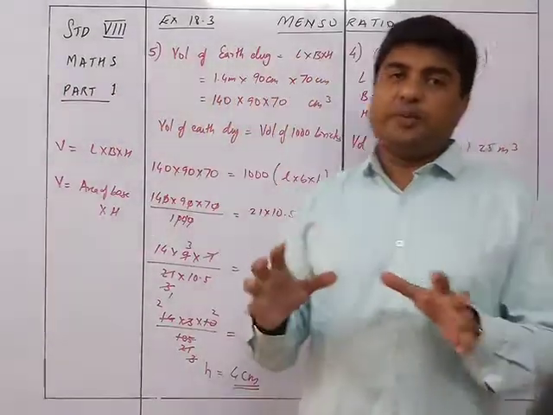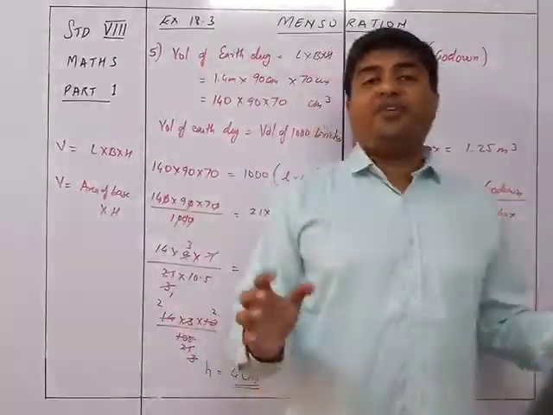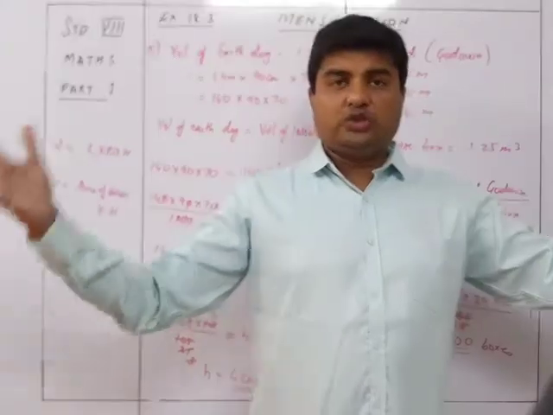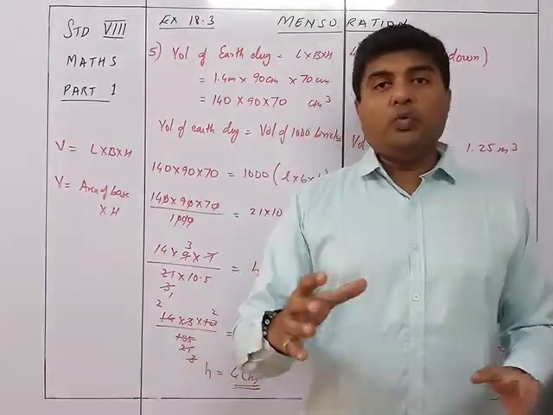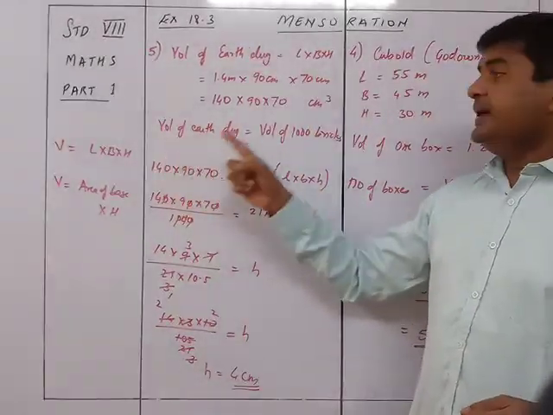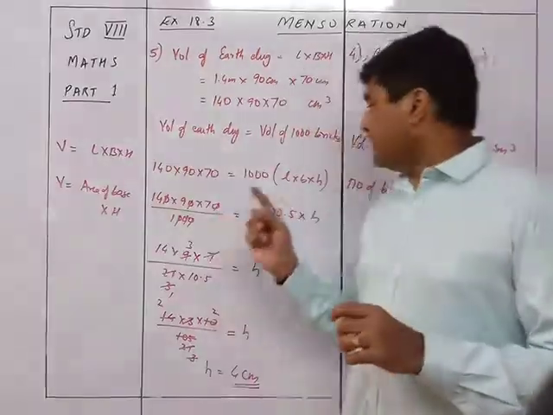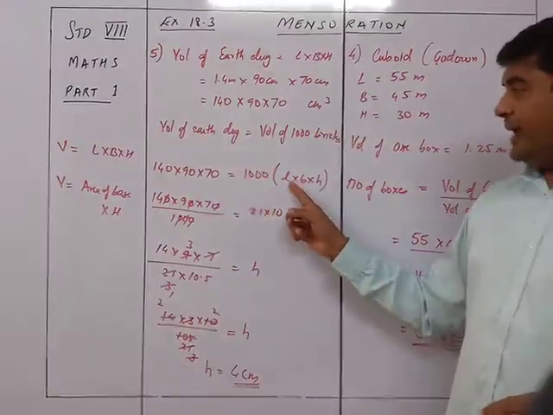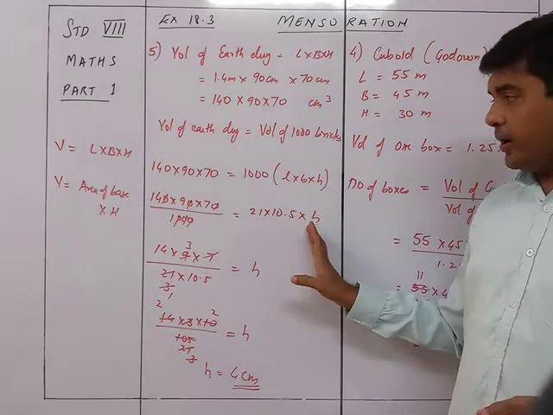Did you understand this particular example? What we did over here was that we found out the volume of the soil which was dug out from the earth. That volume was used to make 1000 bricks. So the volume of the earth dug is equal to the volume of the 1000 bricks. Now volume of each brick is nothing but small LBH, where L is 21, B is 10.5 and H is just H. I need to find out.